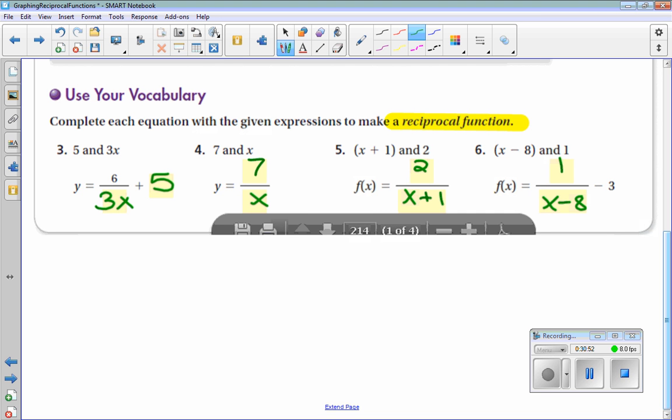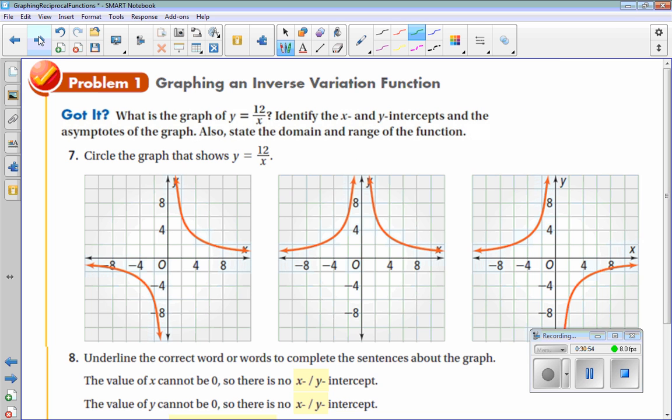Okay. So here's where we have several different pictures. They are curves, and they are guided by these things called asymptotes. Well, I'm going to show you what to graph in just a minute. I'm looking at this particular function.